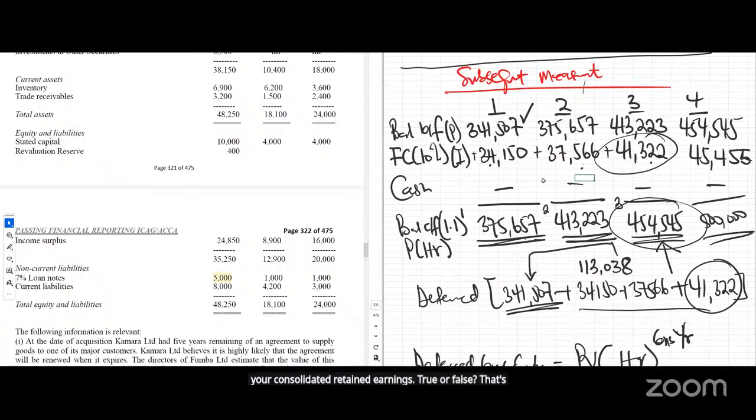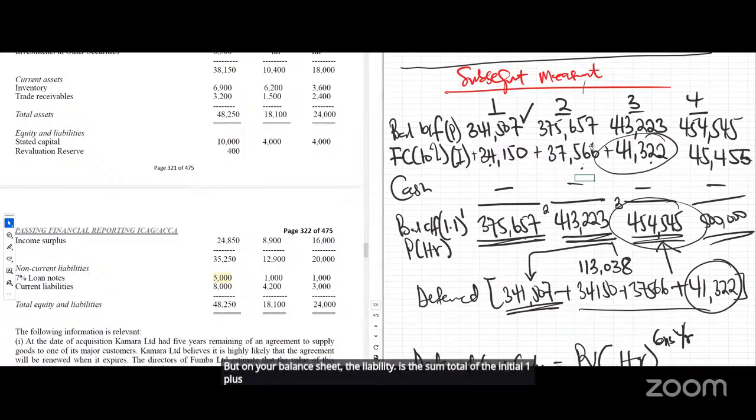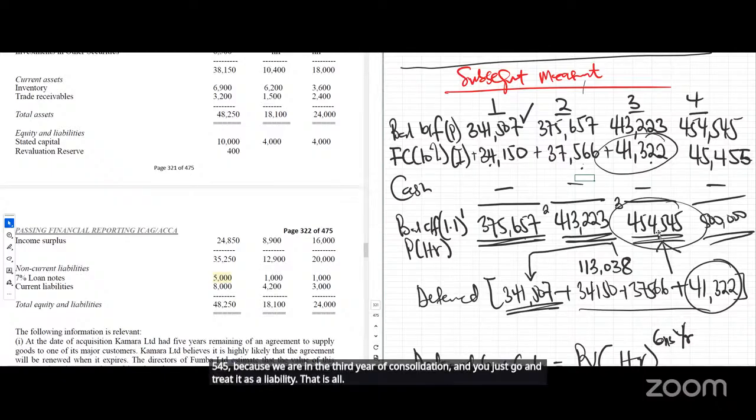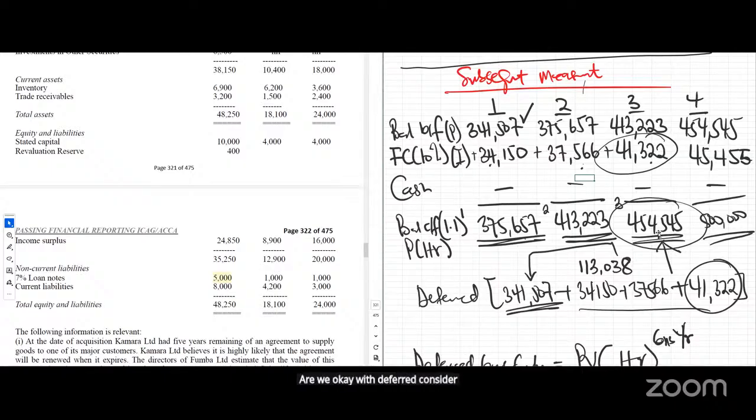That's all. But on your balance sheet, the liability is the sum total of the initial one plus all this which has not been recorded. And this is the liability you got. So you just pick this 454,545 because you're in the 3rd year of consolidation, and you just go and treat it as a liability. That is all. Are we okay with deferred consideration?